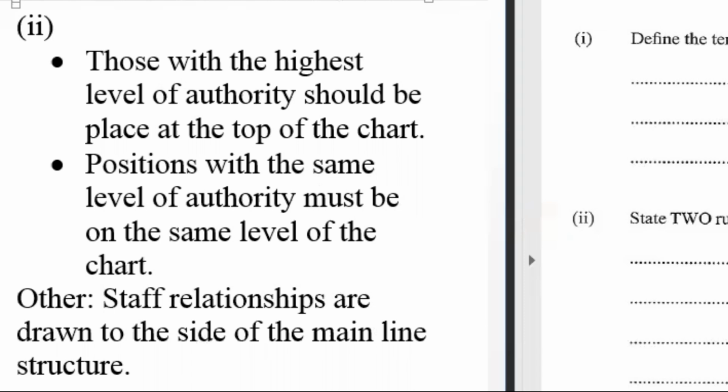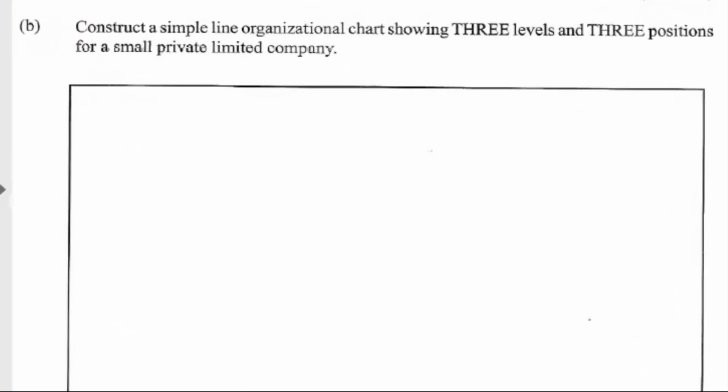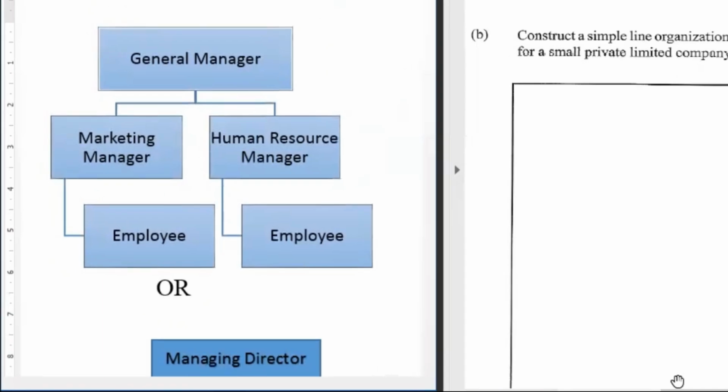1B says, construct a simple line organizational chart showing 3 levels and 3 positions for a small private limited company. All right, so let's look at this chart. So we can see 3 levels here and 3 positions, right? So we have the general manager at the top, and of course the general manager is the one with the highest level of authority, followed by the marketing manager and the human resource manager. You see that the marketing manager and the human resource manager, they're at the same level in the organization.